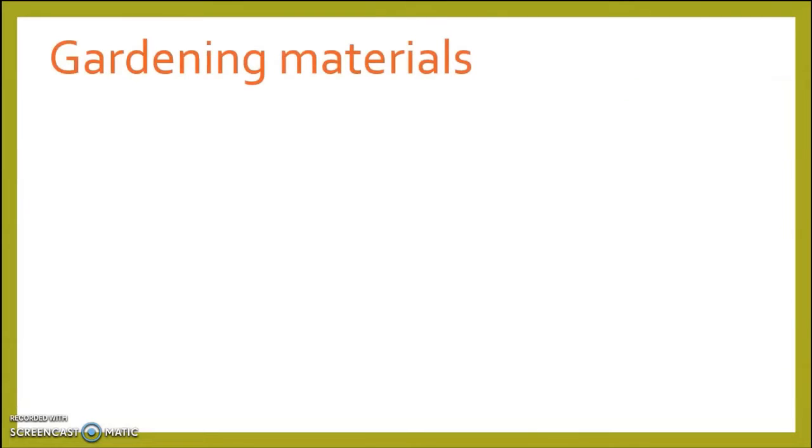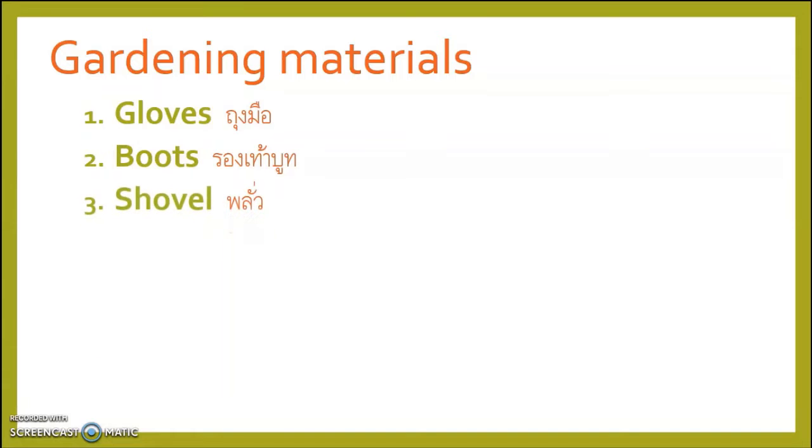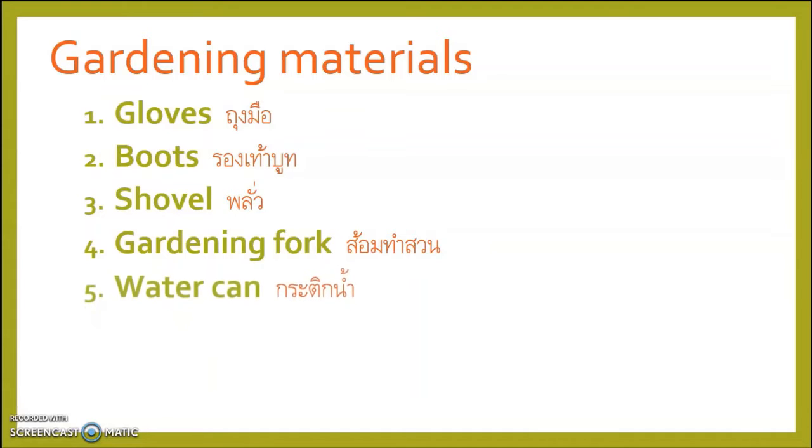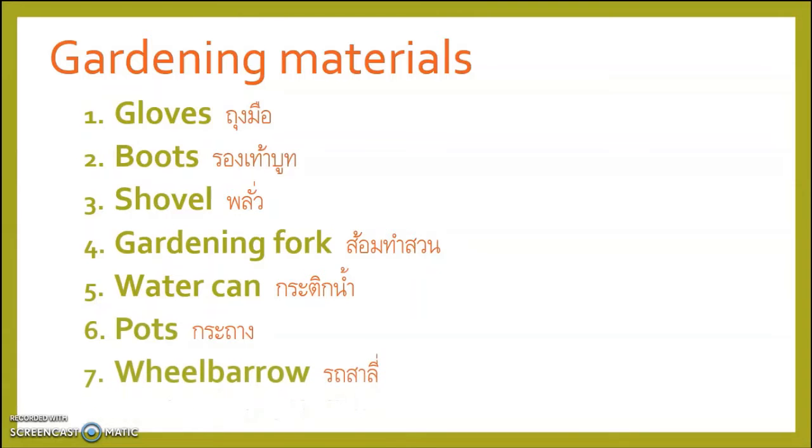Now, what are the materials for gardening? Alright, gardening materials: gloves, boots, shovel, gardening fork, water can, pot, and wheelbarrow. Alright, those are the materials for gardening. Don't forget that.